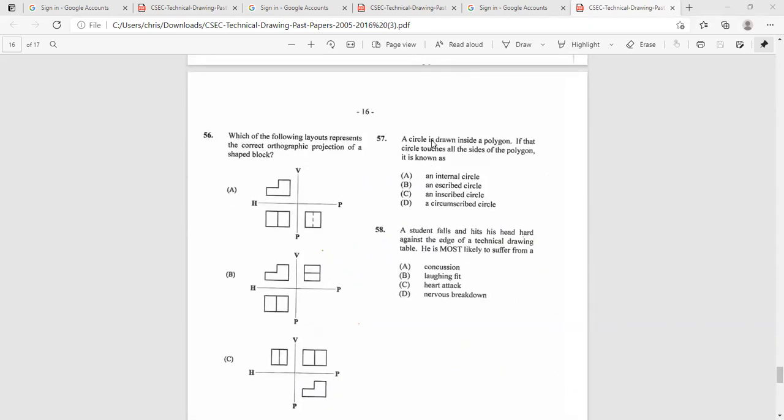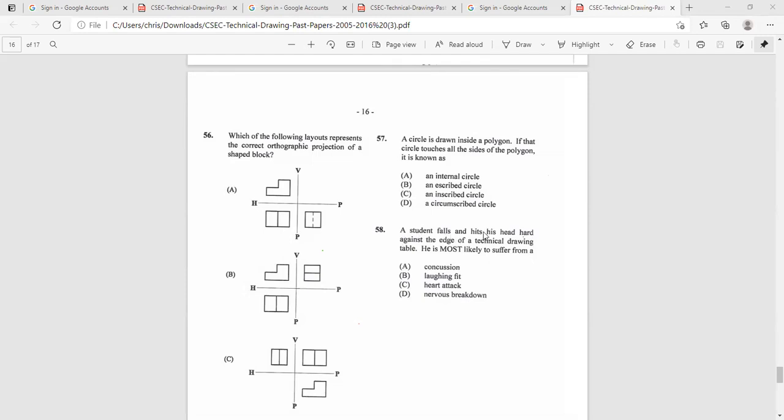A circle is drawn inside a polygon. If that circle touches all the sides of the polygon, it is known as an inscribed circle. So you have inscribe, and you have circumscribe. All right? Inscribe, a minute to go. It's an inscribed circle.